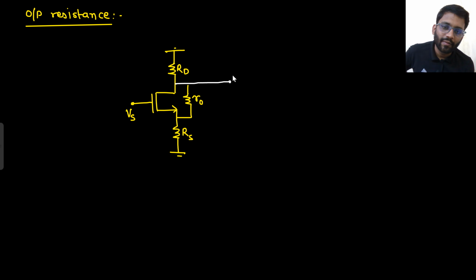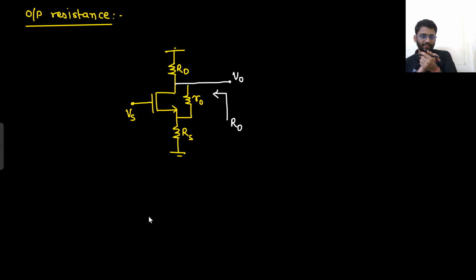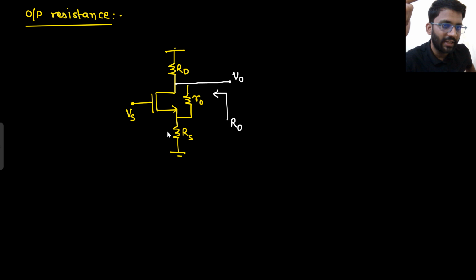This is what you need to calculate, R0. From here, they are asking you the resistance. Can you say it is RD parallel R0? No, you can't say that. Why is it not RD parallel R0? Because here now you are having RS as well. Previously, the output resistance was RD parallel R0, because from V0 to ground, you could see RD and you could see R0. Now, from V0 to ground, you could see RD for sure, but it's not necessary that you are seeing R0. There is something different, and we will find out what.